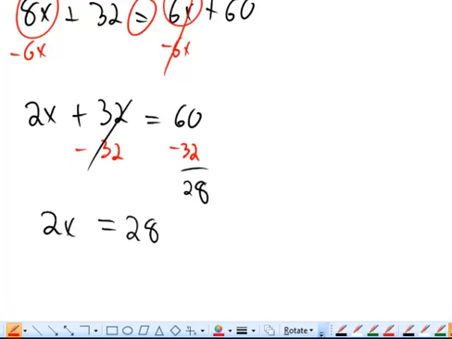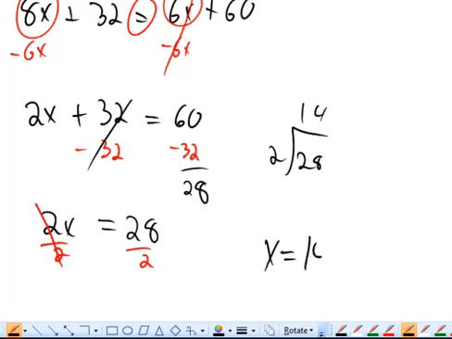I want to get x by itself. It's being multiplied by 2, so I divide it by 2 on both sides. Did the same thing on both sides, so it's fair. So x is equal to 28 divided by 2. Well, 28 divided by 2 is 14, so x is equal to 14. And that's how you work these.